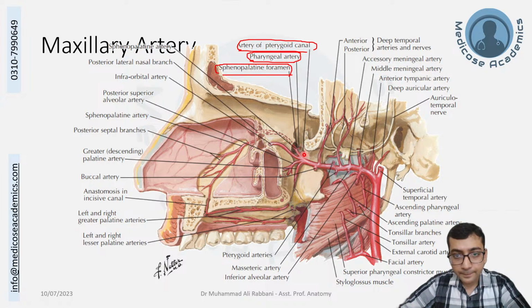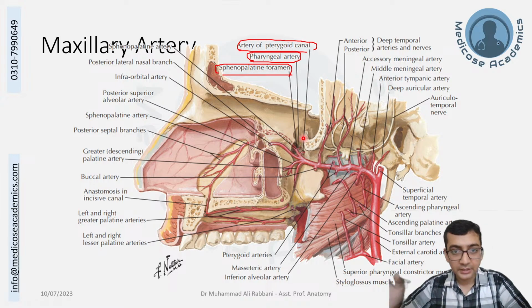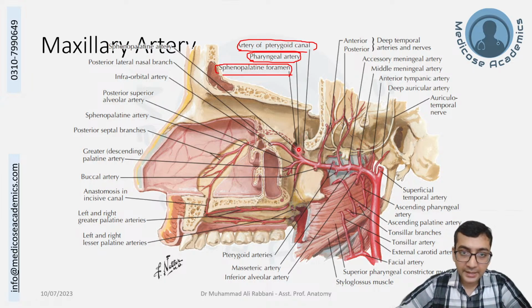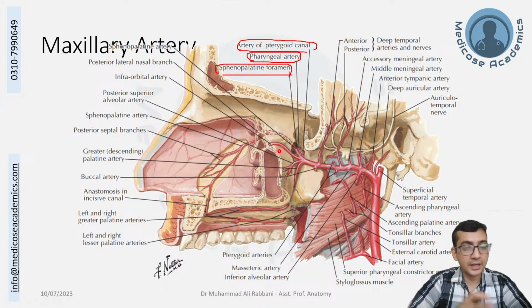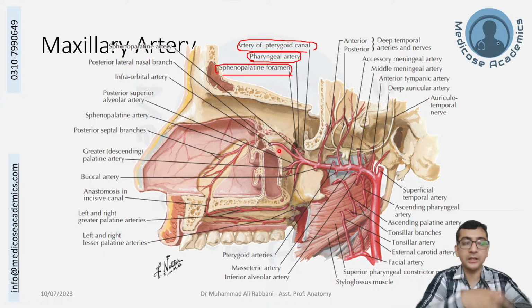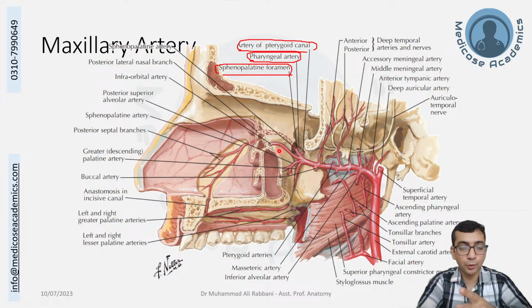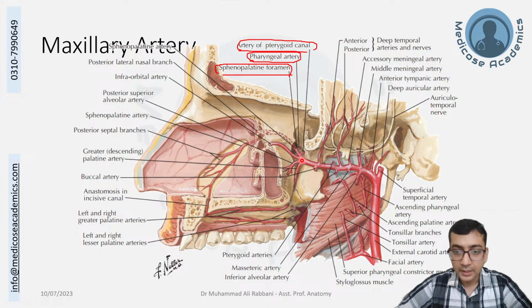Then this one will be the artery of the pterygoid canal, and then the artery to the pharynx. It will go back and open into the nasopharynx. That will be the artery of the pharynx, the artery of the nasopharynx, and then the artery going to the nose, the sphenopalatine foramen. I'm not going into the detail of the exact branches that are supplying the nose. There will be some branches that are going into the medial wall. Some branches will curve around the roof to go to the lateral wall. We will discuss this in the nasal part, the respiratory system.